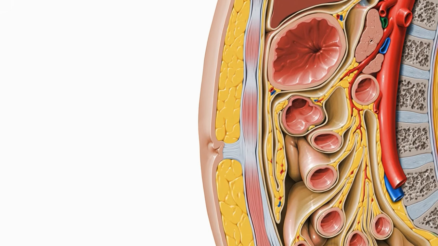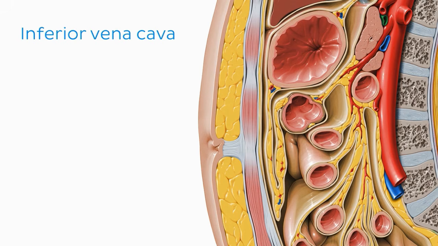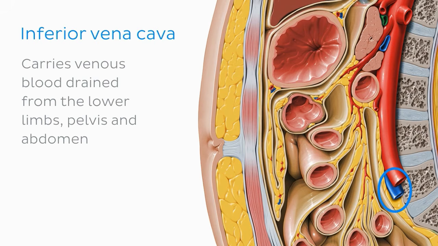Another major retroperitoneal great vessel, which courses to the right of the abdominal aorta, is the inferior vena cava. In this image, it's not highlighted in green, but you can see it circled in blue down the bottom here. And it carries venous blood drained from the lower limbs, pelvis, and abdomen.